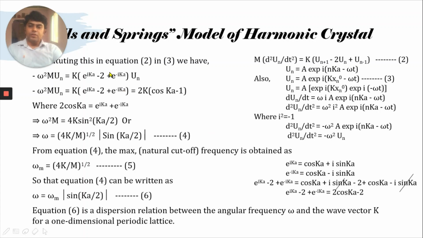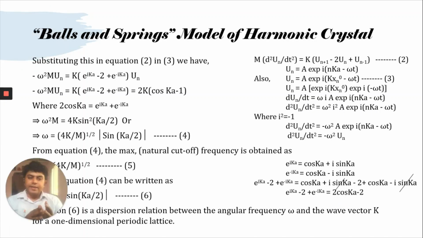So when I solve the inside expression of the harmonic vibration, e to the power of plus ika minus 2 plus e to the power of minus ika can be written as cos ka plus i sin ka minus 2 plus cos ka minus i sin ka. So the i sin ka terms cancel. What we obtain is 2 times cos ka minus 2.